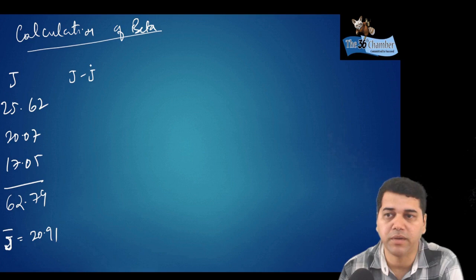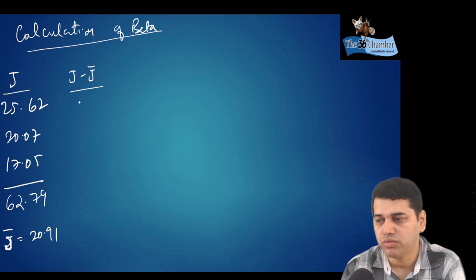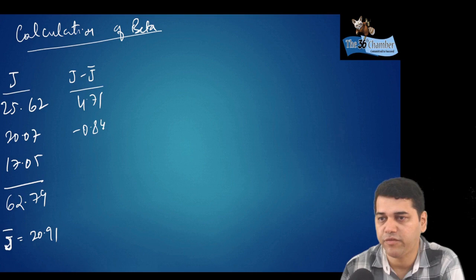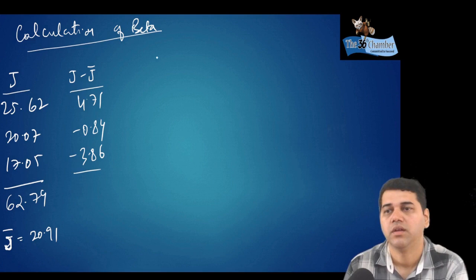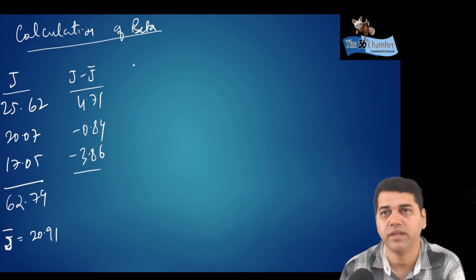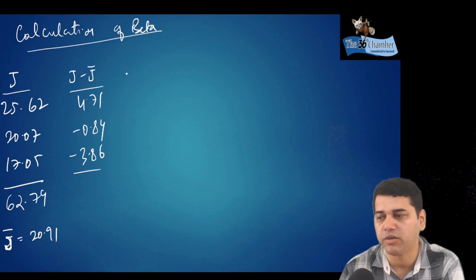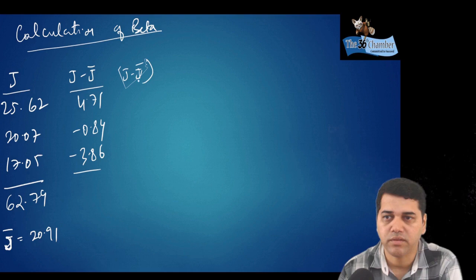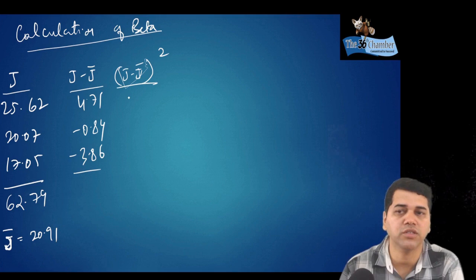Then we'll calculate J minus J bar, because it is easy. So it comes to 4.71, minus 0.84, minus 3.86. Do we need J minus J bar whole square? We can use another formula, there are two formulas. For timing, we can do it. We'll calculate J minus J bar whole square because we can calculate the standard deviation. In the examination question, you can skip this.